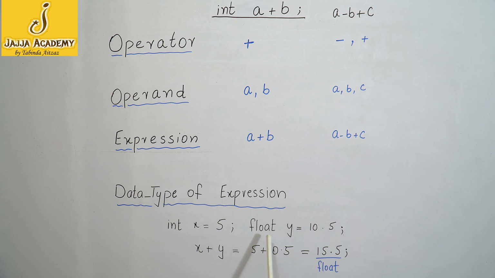As we know that float data type is larger than the integer data type, in this example I can say that an expression having operands of different data types will be evaluated into the larger data type. As float data type is larger than the integer data type, the answer will come in the larger data type, which is float data type.